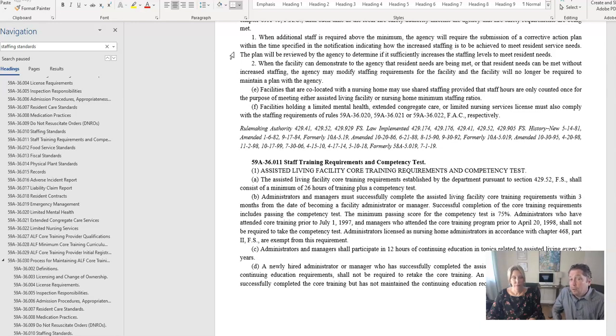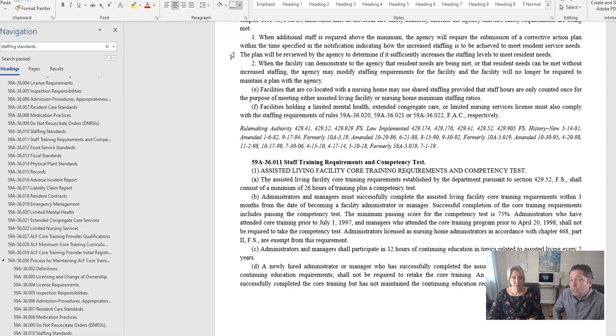E, facilities that are co-located with a nursing home may use shared staffing provided that the staff hours are only counted once for the purpose of meeting either the facility or the nursing home minimum staffing ratios. Can't share your staff. Each set of hours has to be met. Yeah, it says they can use the same person. They just have to. Correct. Their hours need to be counted for each side.